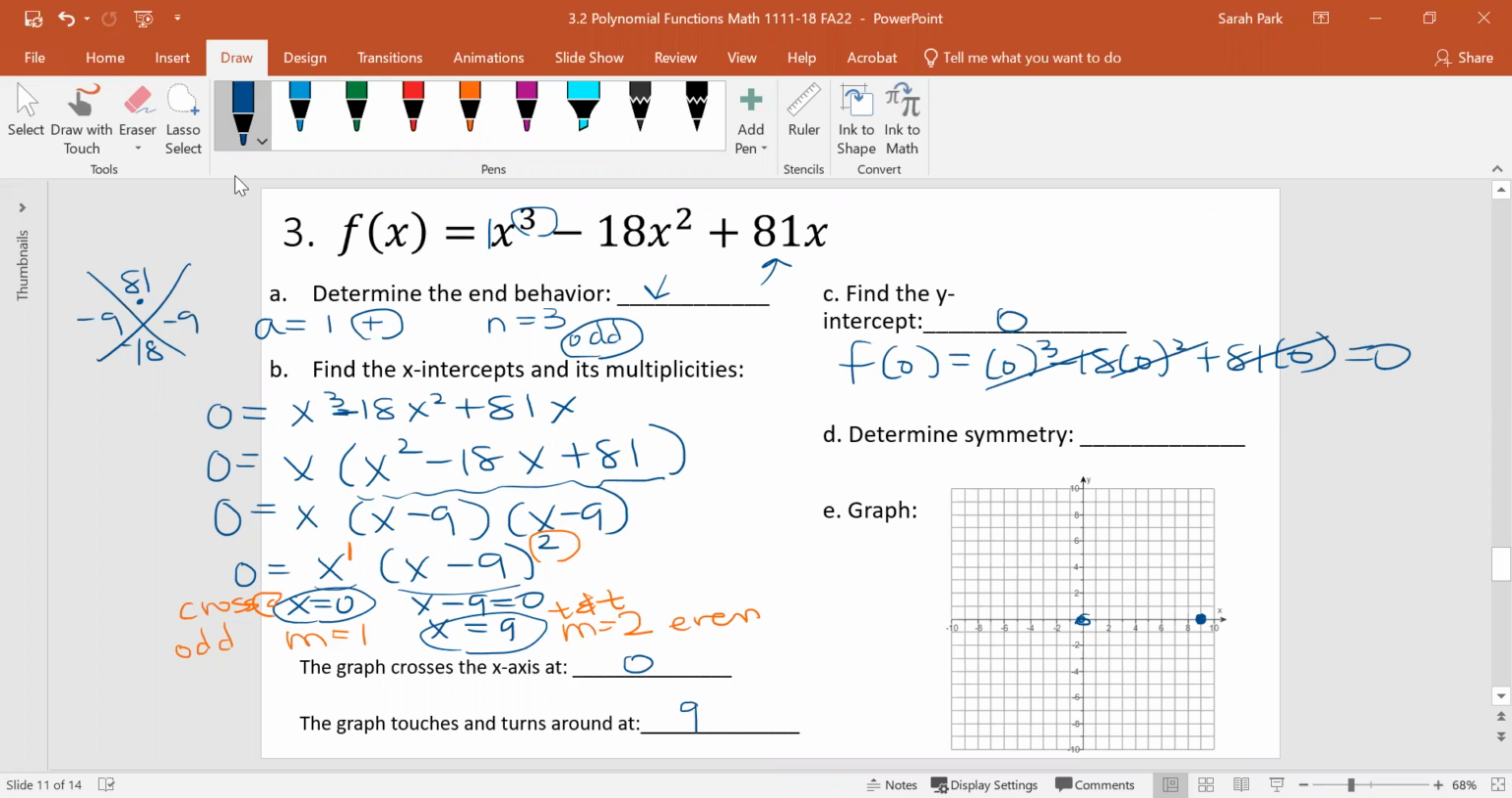Determine the symmetry. Let's also just graph it again. And so the arrows tell me that it's going to go down on the left-hand side and rise on the right-hand side. So here we're going to approach 0, and it says the graph is going to cross. So I'm going to cross. I have to eventually come back down to that other x-intercept, and at x equals 9, it's going to touch and turn back up. So you can see there is no y-axis symmetry and no symmetry about the origin. So we have neither symmetry.